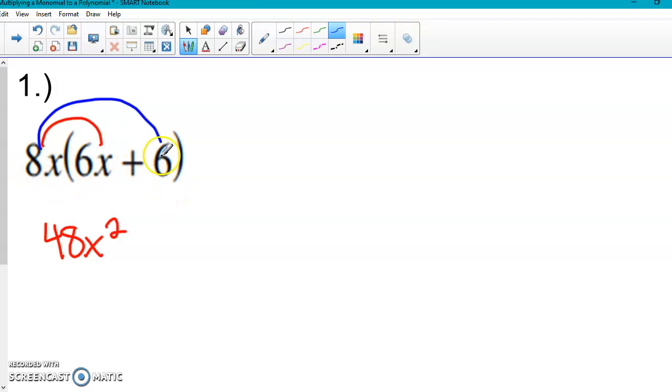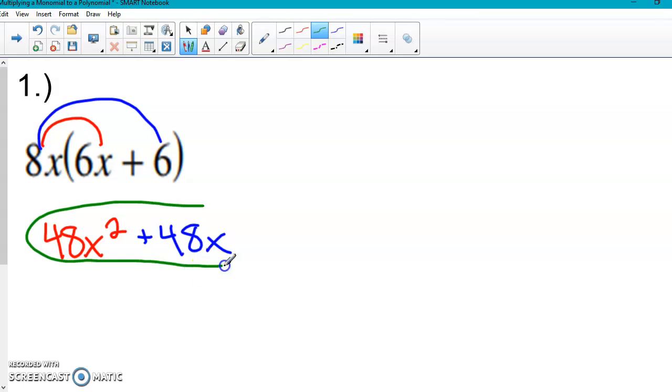So 8x times 6. So 6 doesn't have a variable. So when you multiply your numbers first, 8 times 6 to get a positive 48, since x doesn't have anybody else to multiply to, then he just stays x. So we're left with 48x squared plus 48x. Those are not like terms. One of them is x squared, one of them is x, so they cannot be combined together. So that is your final answer.